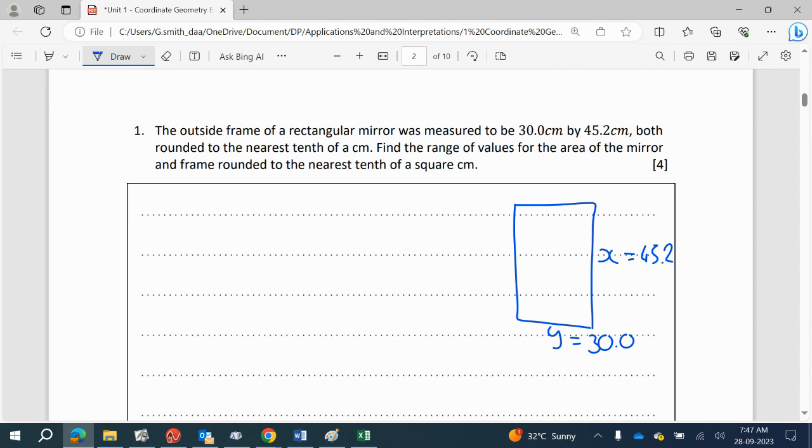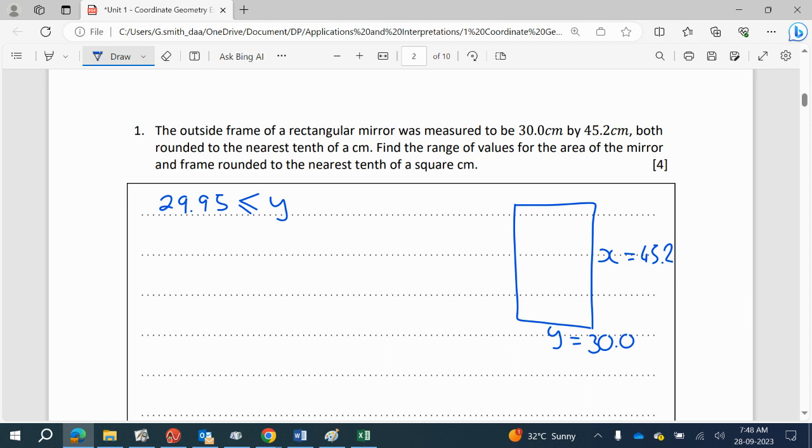So the smallest value here is going to be 29.95. Think about this number. If you round it up, that 5 disappears, carries forward. That 9 becomes a 10. So we put the 0, we carry the 1 onto the 9. So this is the smallest value for y. We can have that value. That value gets rounded up.